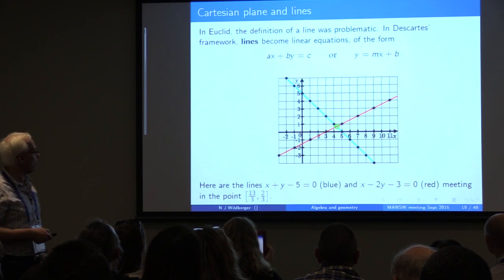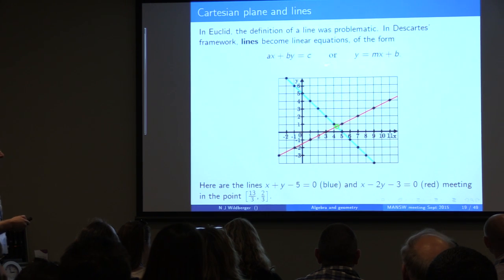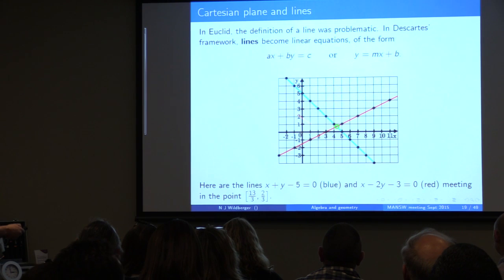But not only do we have points and vectors, we also have lines. So lines become linear equations that you're all familiar with, either in this form or maybe this form. So there are two lines with two equations, and we can, for example, calculate a meet.